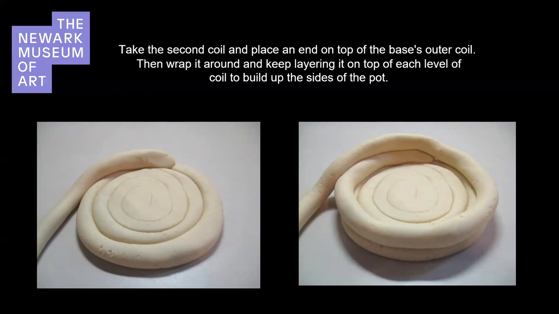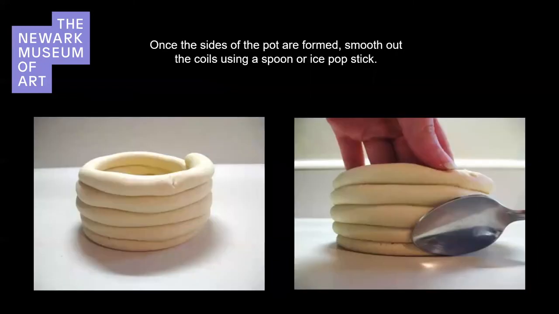Take the second coil and place an end on top of the base's outer coil. Then wrap it around and keep layering it on top of each level of coil to build up the sides of the pot. Once the sides of the pot are formed, smooth out the coils using a spoon or an ice pop stick. If your clay or Play-Doh has started to dry out, you may apply a small amount of water to the pot's surface. Don't apply too much water because it thins the walls and weakens them.